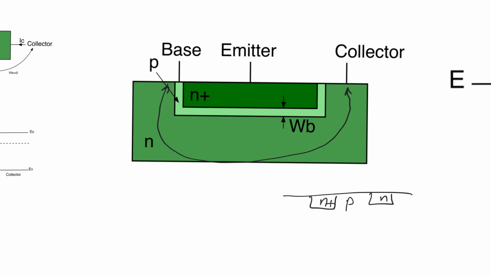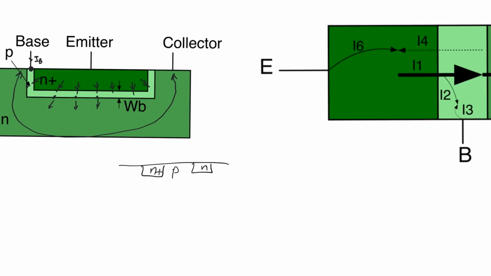Because when we pump electrons from the emitter into the base, these electrons are going to do one of two things. Some of them are going to reach the base contact and thus form a base current, and some of them are going to reach the collector depletion region and be swept into the collector, forming the collector current. Using this structure, we make sure that the majority of electrons actually make it to the collector, and only a very small proportion makes it to the base contact, forming base current.